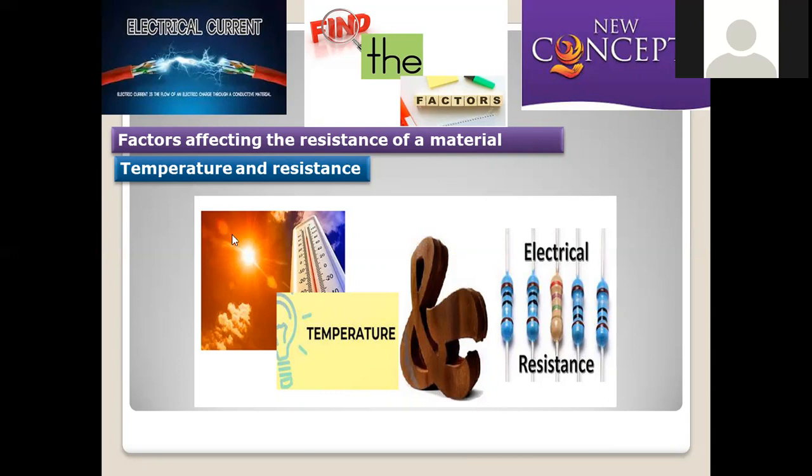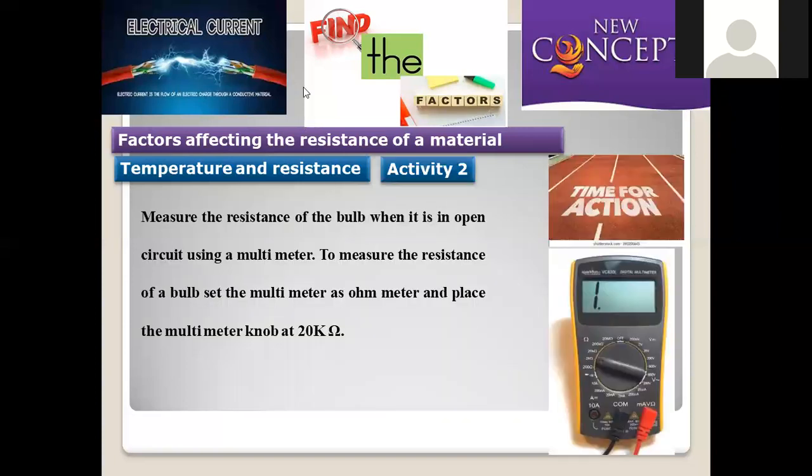We are going to analyze the relation between the temperature and the resistance of the material. As the temperature rises, what will be the impact on the electrical resistance of the given material? Now find the factors. Measure the resistance of the bulb when it is an open circuit using a multimeter. A multimeter is the device which can be used for the measurement of resistance, voltage, potential difference, and also conductance of the material. All these can be conveniently measured.